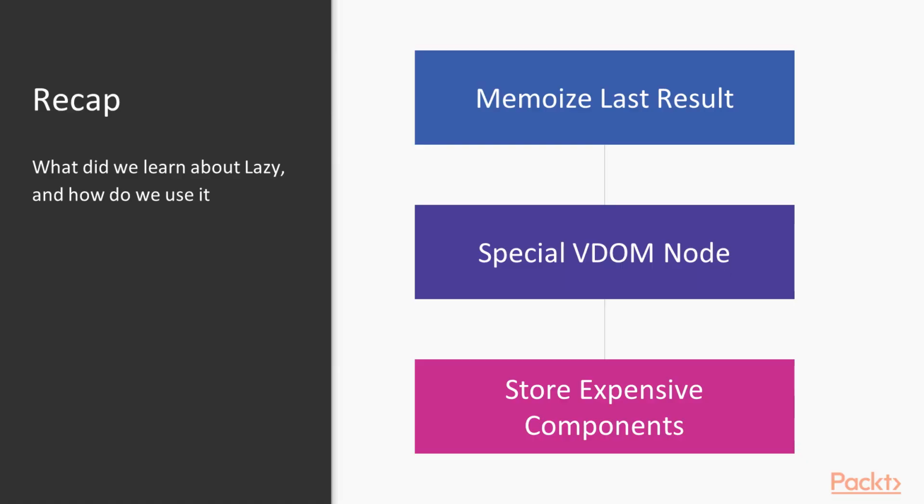Let's recap what we learned. First, the lazy component memoizes the last results of its view prop function. Second, lazy isn't just a component, it's a special type of virtual DOM node built right into Hyperapp's core. Third, lazy is great for expensive components, which can be in collections that render often or perform many complex live calculations that are referentially transparent.